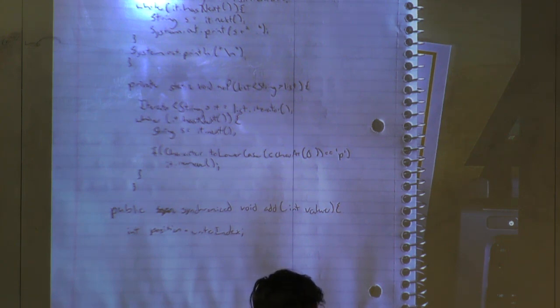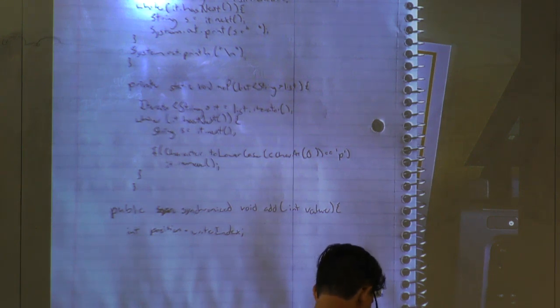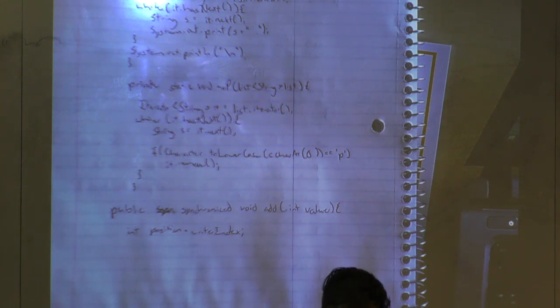Let's see if there's anything else worth writing down. Don't forget, when you're writing a character and you're defining what the contents of a character are, you're using single quotes. If you're just defining a string and you're writing the contents of the string, you use double quotes.